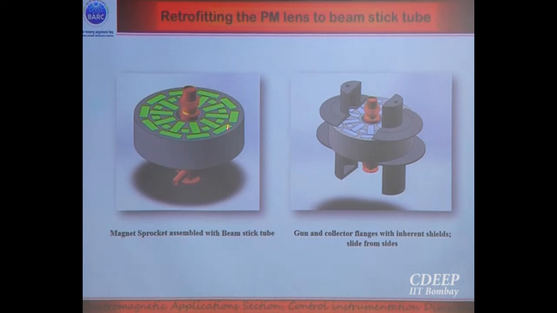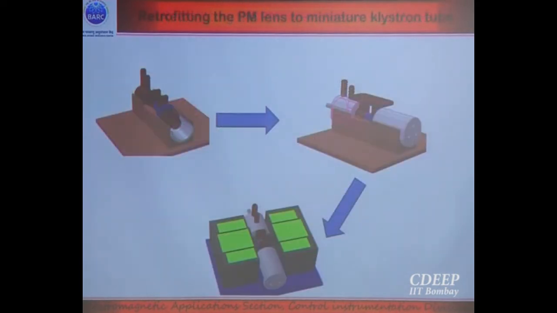This sprocket was inserted from the top, and these pole pieces were slid in from the sides so that they exactly fit into the inherent pole pieces. This was again a retrofitting of the PM lens to the miniature Klystron tube, where again we inserted shields. Soft iron parts were brought in two halves, the tube was inserted, then the magnets were brought together after the shields were locked in place, otherwise the shields would fly off.